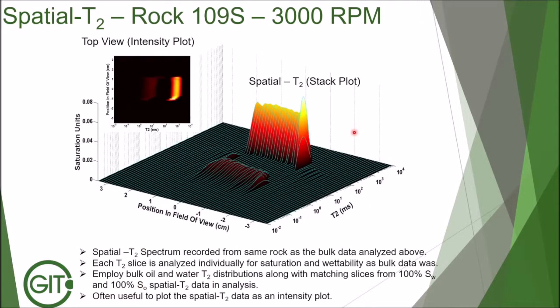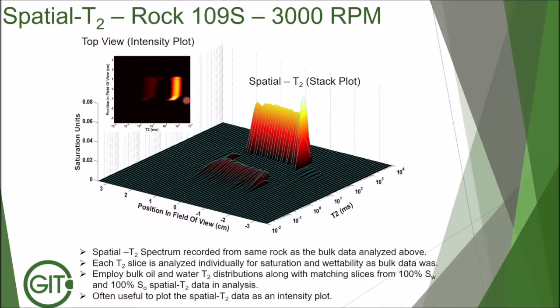So now that I've explained how we do the wettability analysis for the bulk data, I will now move on to the analysis for the spatial T2 data. This slide shows the spatial T2 data recorded for rock 109S following centrifugation at 3000 RPM. Both the stack plot shown here and the intensity plot are shown. This is the corresponding spatial T2 data for the bulk data that I just went over.